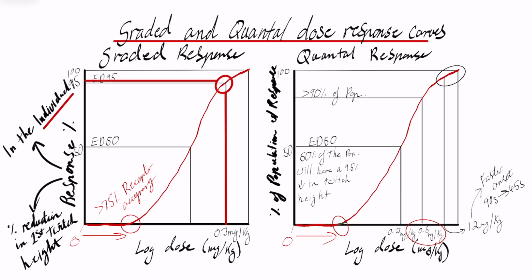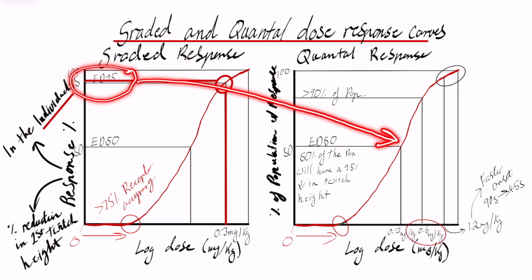So we've talked about how rocuronium's ED95 is a 95% reduction in twitch height in the individual on the graded response curve. But when we talk about ED50 of rocuronium, what we're actually saying is that 50% of the population will have a 95% reduction in their first twitch height, and this is on our Quantal response dose curves. So that's why it can become quite confusing.